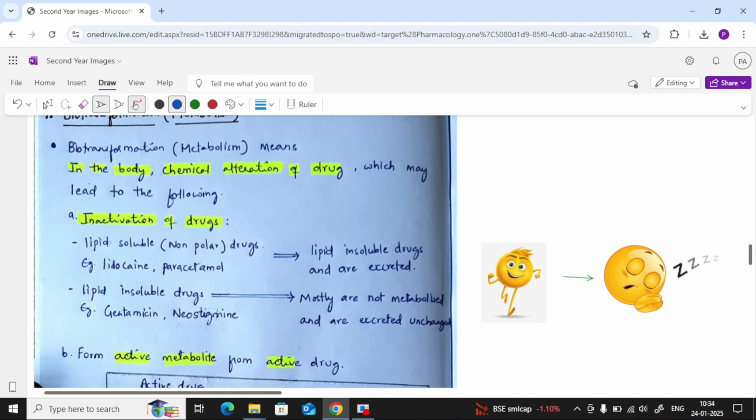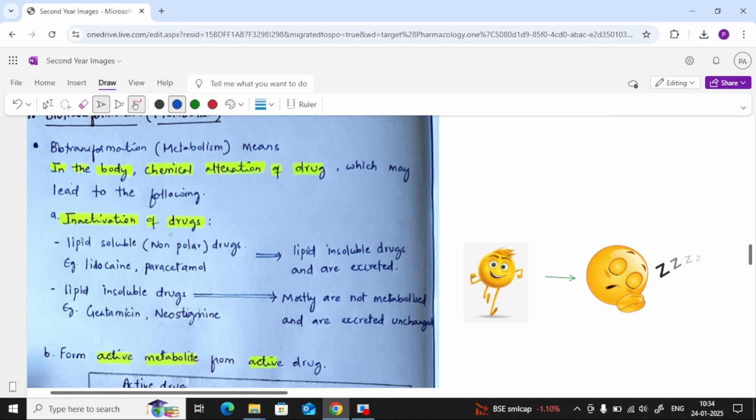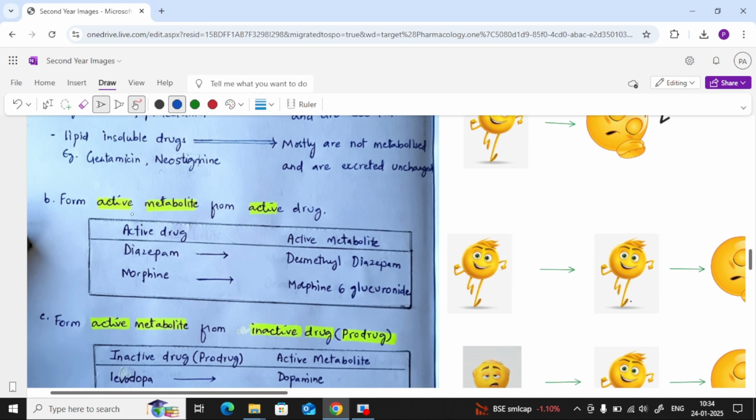Examples of such lipid soluble drugs would be lidocaine and paracetamol. Now if the drug is already lipid insoluble, for example gentamicin and neostigmine, there is no need of metabolism, right? They are already there in the renal tubules, so there is no need of any metabolism. They are mostly not metabolized and are excreted unchanged. They are excreted just like that, they are not biometabolized. So you understood about the inactivation of drugs. Let's move on to the next points.